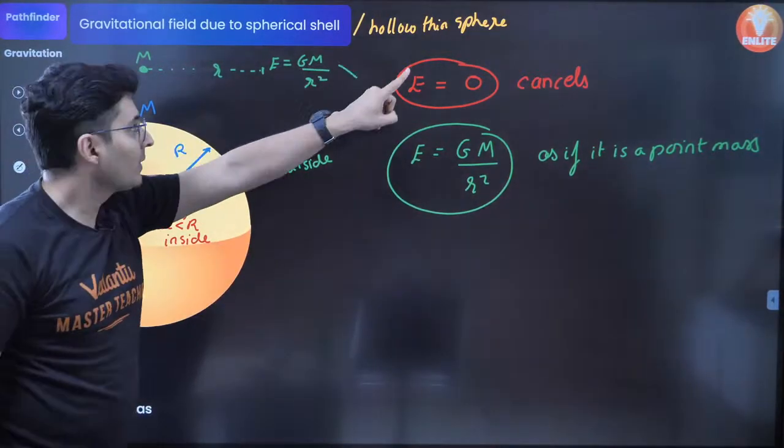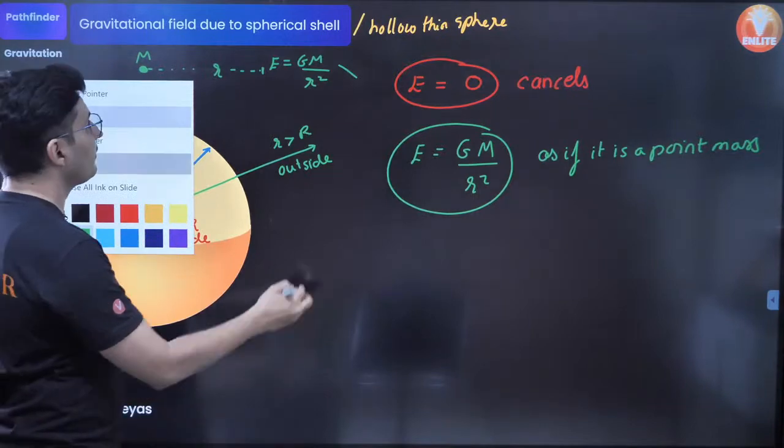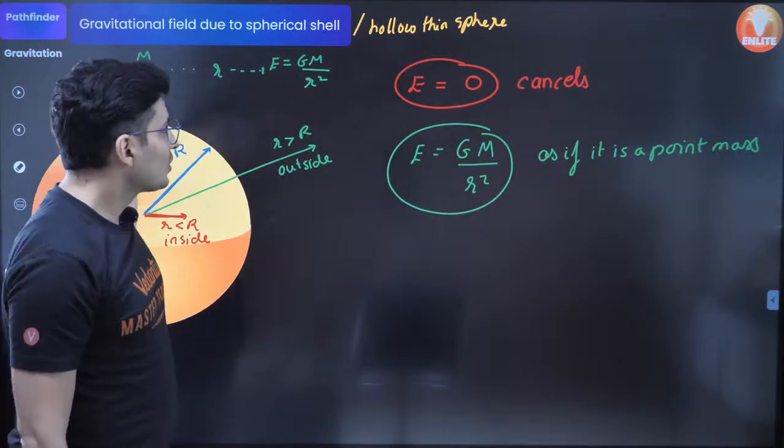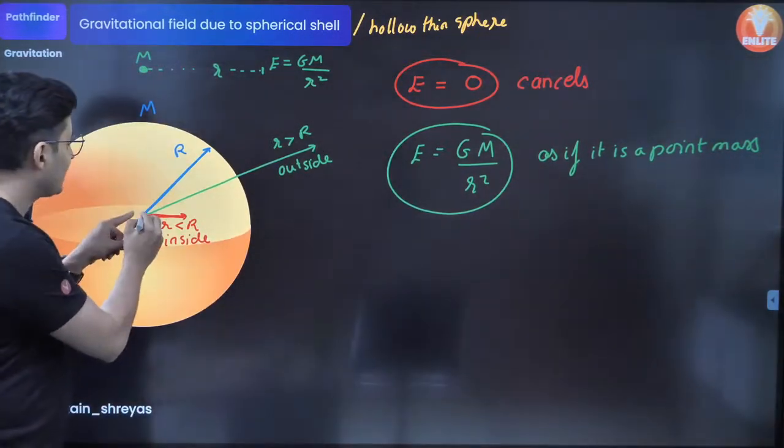There is no mm. Mm is there only in force. For field, one of the mass goes away. So it is as if the entire mass is at the center.